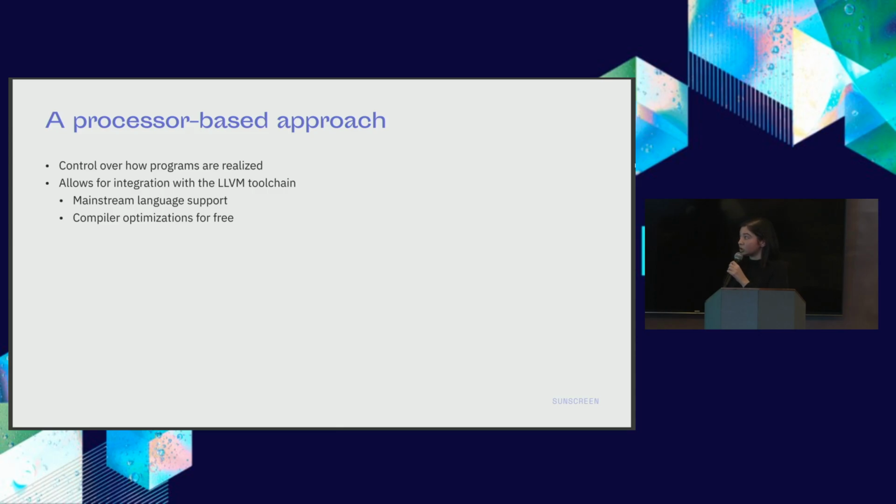So in terms of what we believe to be the best approach, this is a processor approach. We've chosen to go with the processor-based approach for two major reasons. Reason one is that it gives us control over how programs will be realized. And reason number 2 is that it's going to allow us to get a great developer experience. We're going to take our processor, we're going to integrate it with the LLVM toolchain, and that's going to allow us to have mainstream language support for things like Rust and C++, and it's also going to give us a bunch of compiler optimizations for free.